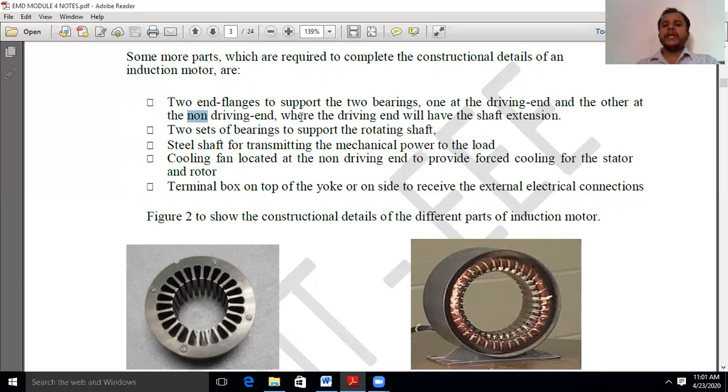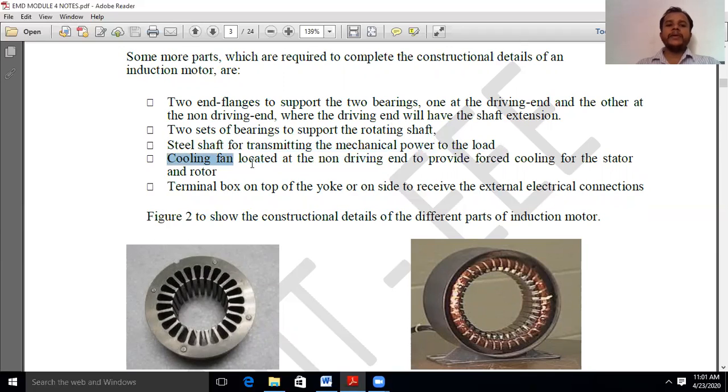Here there are two ends, one is driving and another one is non-driving, where the driving end will have the shaft extension. Again, two bearings are used to support the rotating shaft. A steel shaft will be there for transmitting the mechanical power to the load. Whatever power is developed in the motor has to be transmitted to the load, and for that there will be a steel shaft.